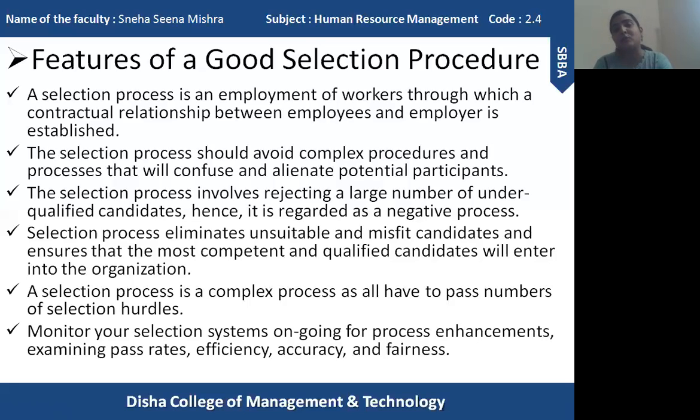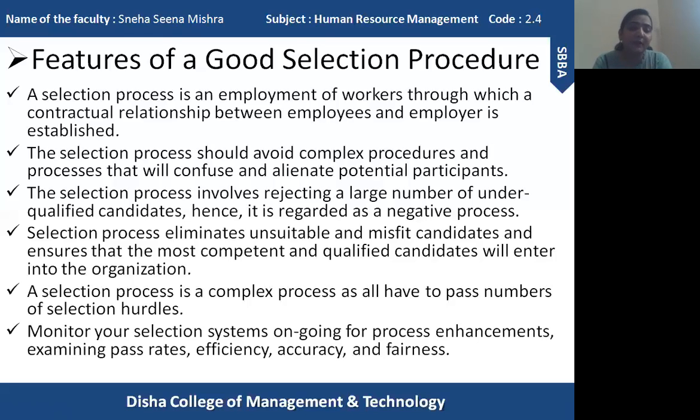It will eliminate all the unsuitable candidates and the candidates who do not fit into the organizational structure. So those candidates would be rejected, and only the best candidate will enter into the organization. The selection procedure needs to make sure that only the unsuitable candidates are rejected and suitable candidates are selected. Okay. So an effective and efficient selection procedure must have these qualities.